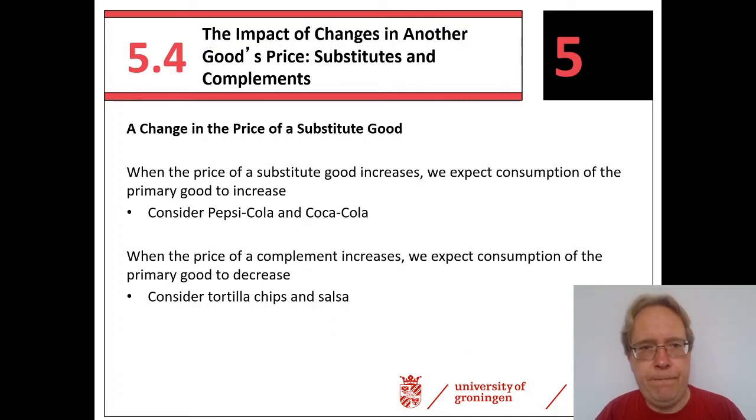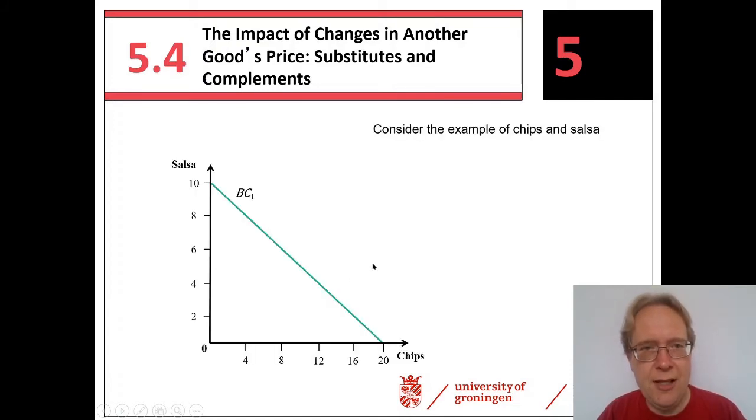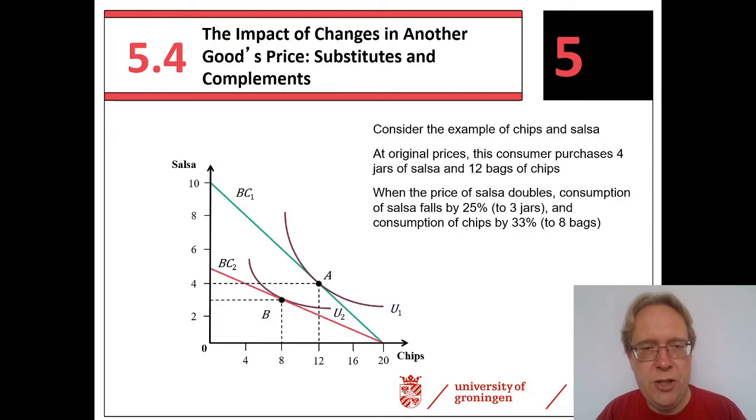When the price of a complement increases, then of course we expect consumption of the primary good to decrease. If we have tortilla chips and salsa, this is the original situation. If the price of salsa increases, then this is the new consumption bundle. And in this situation, you can see that due to an increase in the price of salsa, also the consumption of chips goes down. So in other words, these two goods are complements.